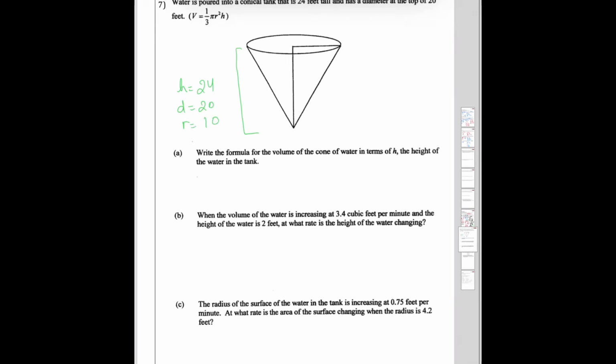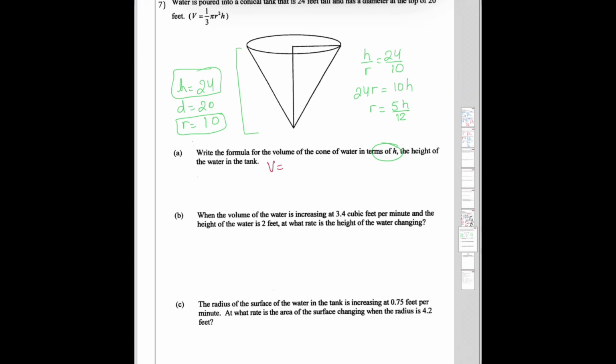Now it's saying write the formula for the volume of the cone of water in terms of H. So I need to get rid of my R and write that in terms of H. For that, I need to use my R and H and come up with the proportions. It doesn't matter, you can do H over R or R over H. I'm guessing we all are good with that. You just cross multiply, so you get 24R equals 10H. Since I'm solving for R, R is equal to, and I can simplify it, 5H over 12.